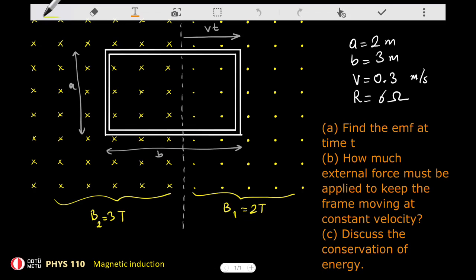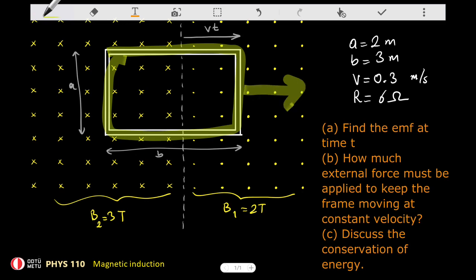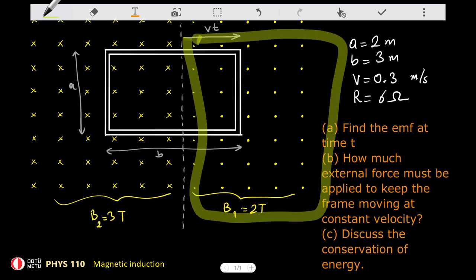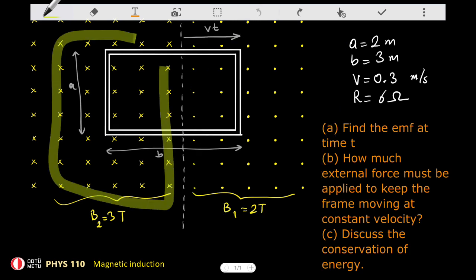A quick question. A frame with a fixed shape is moved around, it's actually moving with constant velocity along this direction, but this time the magnetic field is not entirely uniform. So the magnetic field is basically pointing towards us with a strength of 2 Tesla in this region, but in this region it is pointing into the screen and it has a strength of 3 Tesla.